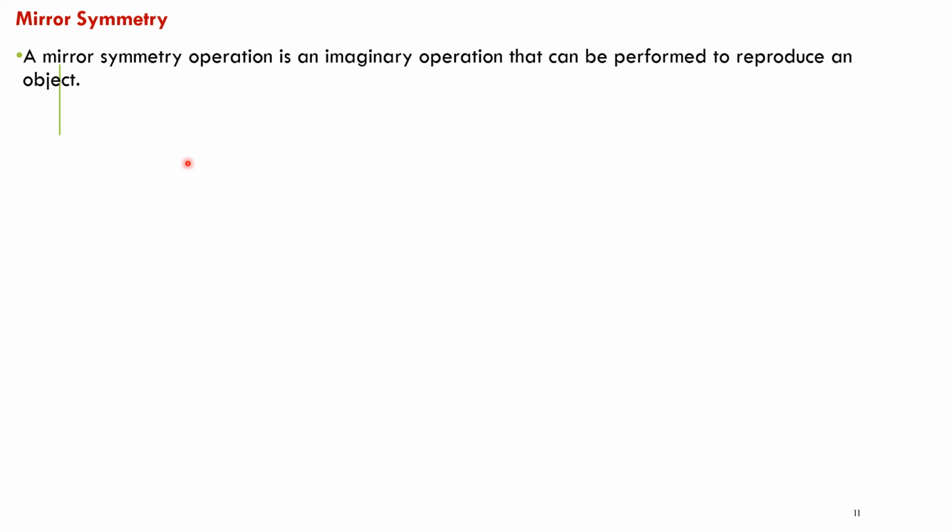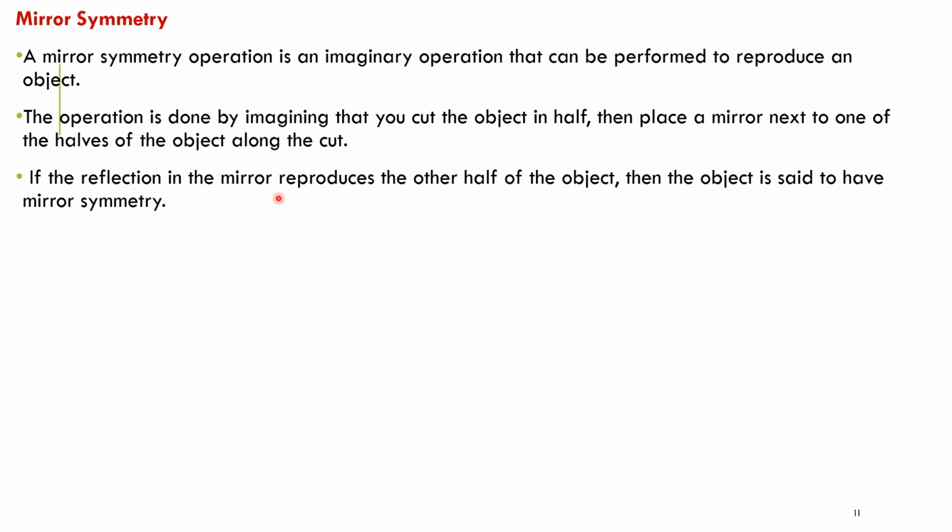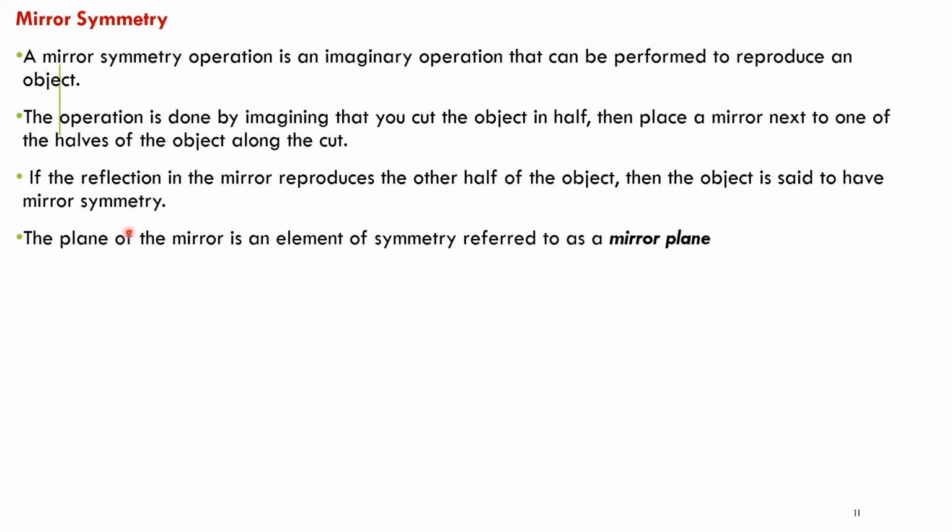Mirror symmetry. A mirror symmetry operation is an imaginary operation that can be performed to reproduce an object. The operation is done by imagining that you cut the object in half, then place a mirror next to one of the halves of the object along the cut. If the reflection in the mirror reproduces the other half of the object, then the object is said to have mirror symmetry. The plane of the mirror is an element of symmetry referred to as a mirror plane.